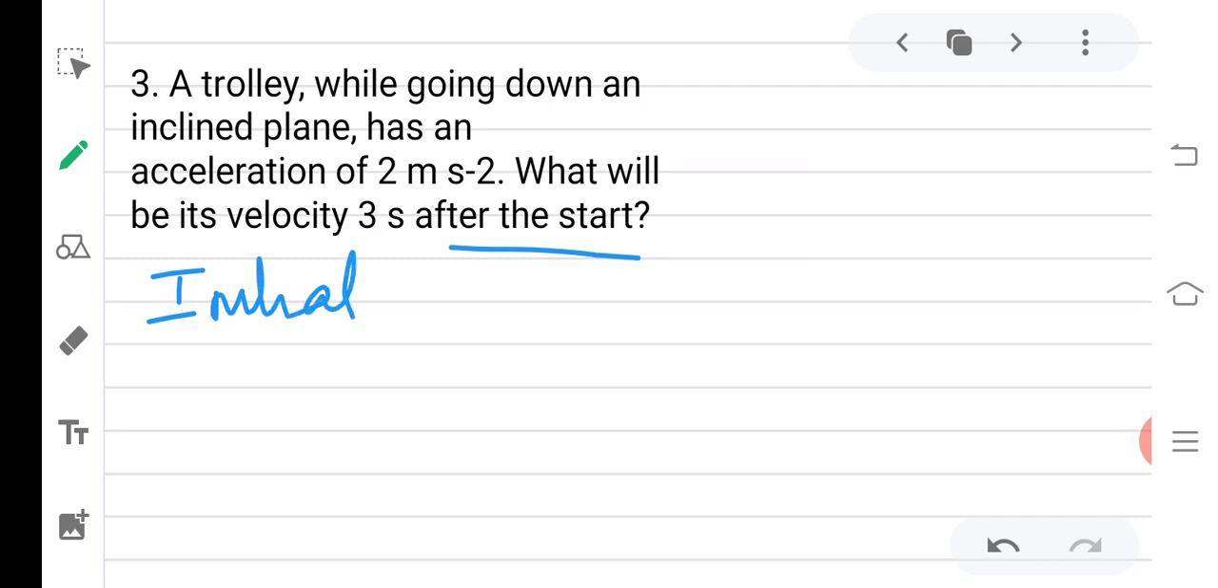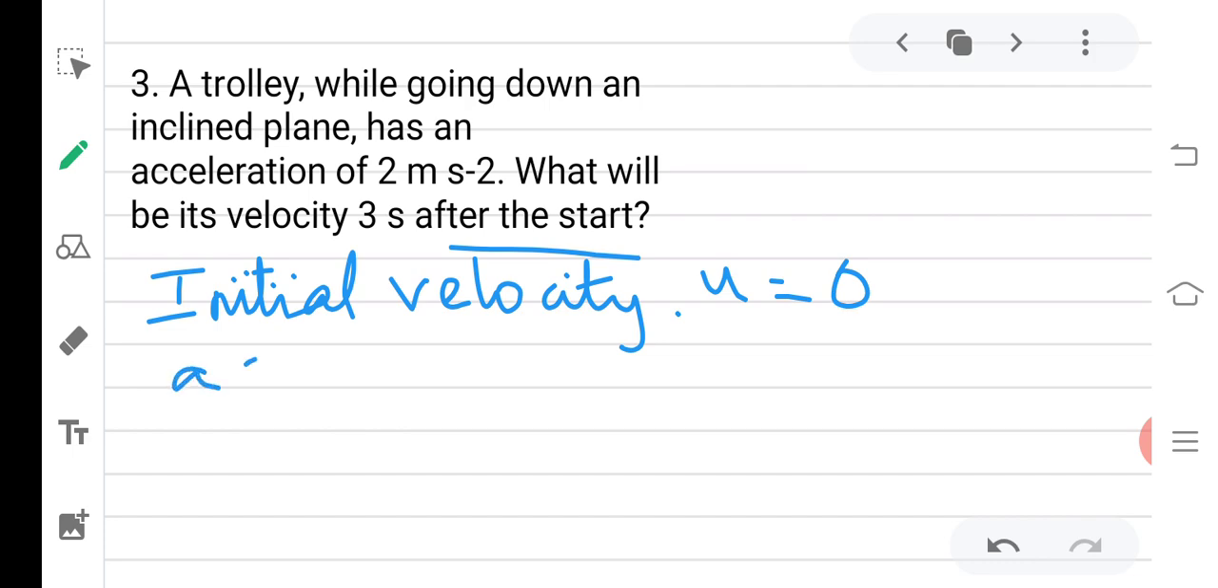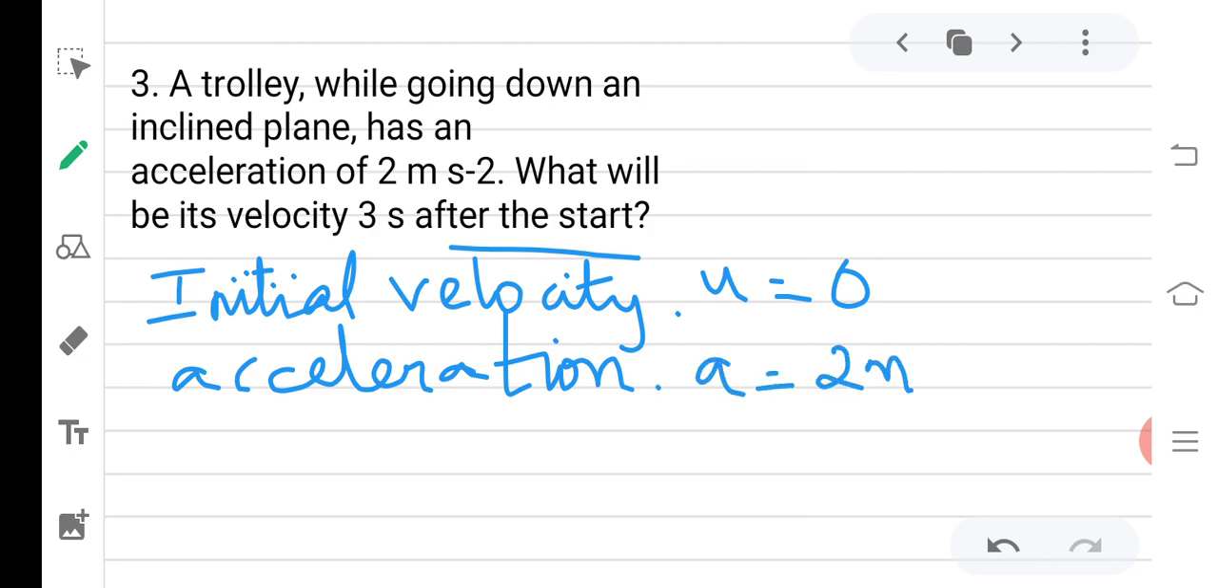So initial velocity must be taken as 0. Initial velocity u is equal to 0. While going down, its acceleration, so the given data, its acceleration a is equal to 2 meter per second square.